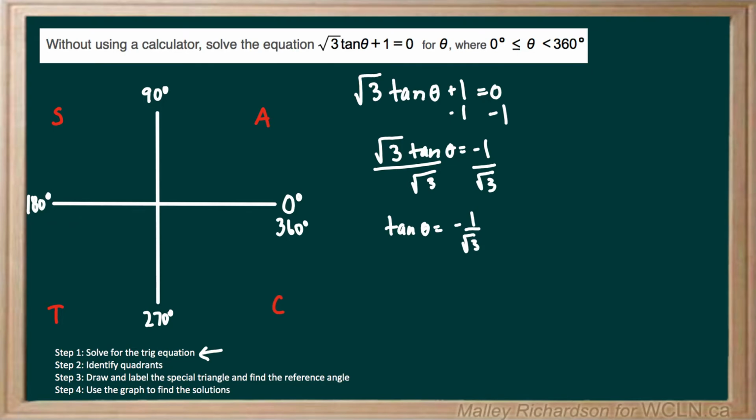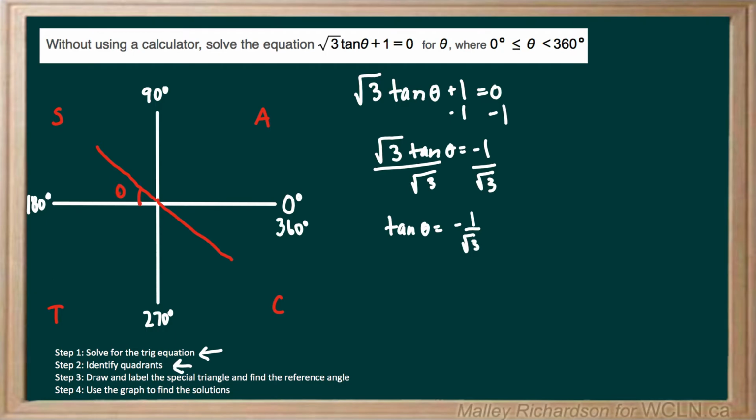So now that we've solved for tan theta, let's label the quadrants that it's in. We know that our ratio for tan theta is negative, which means we must use the quadrants where tan is negative. We know in quadrant 2 and in quadrant 4, only sine and cos are positive, which means that tan is going to be negative in both of these quadrants.